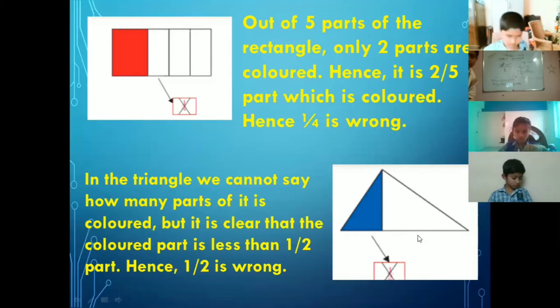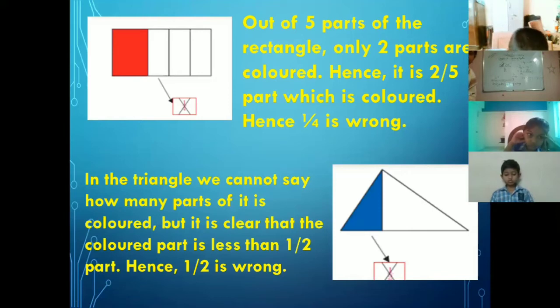So let us see the reason once. This is also wrong. Out of 5 parts of the rectangle, 2 parts are colored. Hence, it is written as 2/5. But it is given as 1/4. So 1/4 is wrong. Now look at the triangle. In the triangle, we cannot say how many parts are colored. Why? Because it is not clearly half. It is less than half. So 1/2 is also wrong. Okay, children?